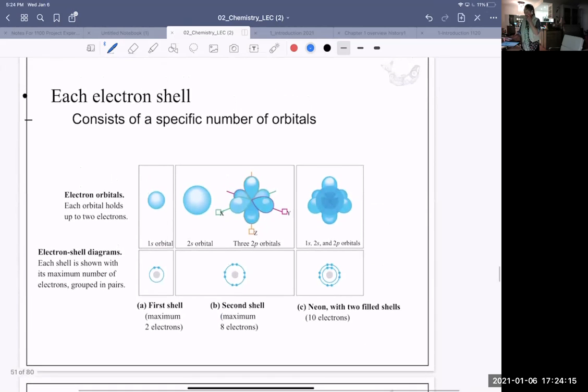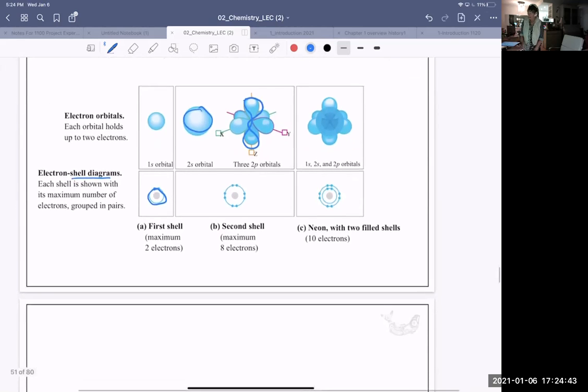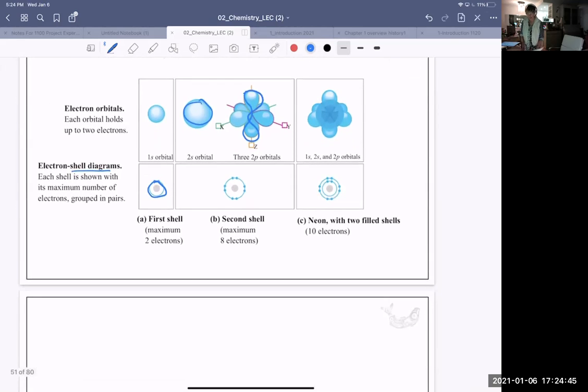So each electron shell consists of a specific number of orbitals. This is an electron shell diagram. It looks like they're just circular shells, but sometimes they are spherical, and sometimes they're in the shape of a dumbbell like that, the orbitals. So very different kinds of orbitals and shapes of orbitals.